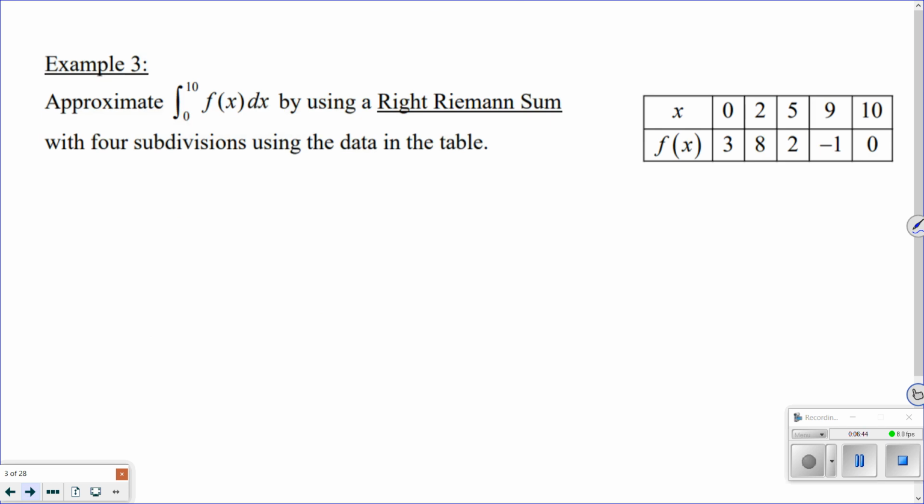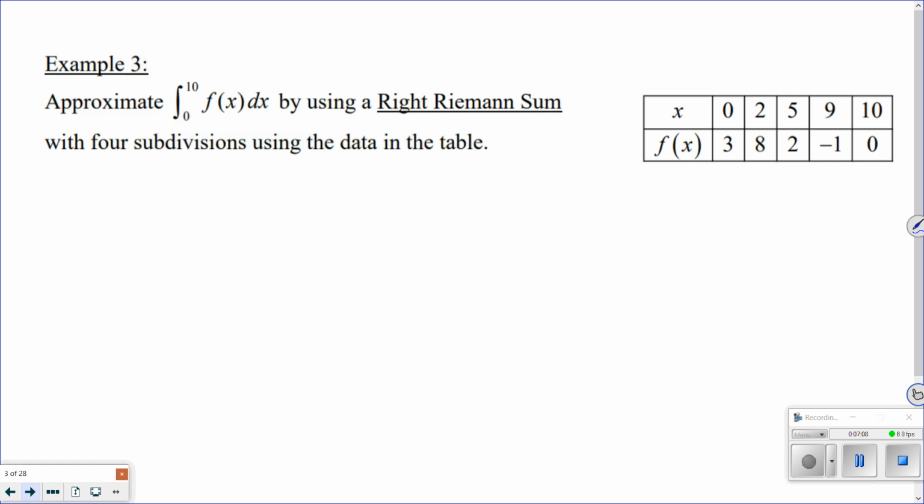So here we're going to have a right Riemann sum. This one's tricky because it does not have a graph for us. So we'll have to think about this and find it. It says, approximate the integral from 0 to 10 of f of x using a right Riemann sum. Use 4 subdivisions using the table on the right. So this one, notice, does not say use 4 equal subdivisions or 4 even subdivisions.